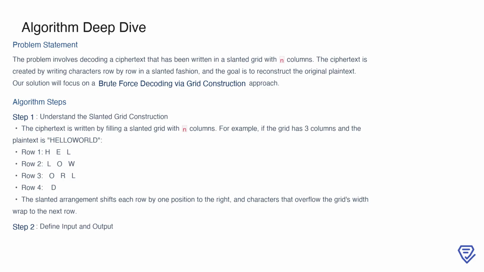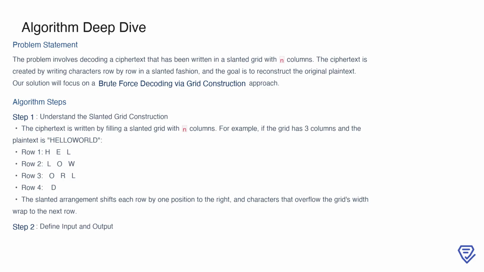For instance, take a plaintext like Hello World and a grid with 3 columns. The first row will contain H, E, and L, followed by the next row starting one position to the right and containing L, O, and W, and so on. This slanted arrangement continues until all characters are placed, with characters wrapping to the next row as necessary. This setup gives us a clear visual representation of how the ciphertext is encoded, which will guide our decoding process.